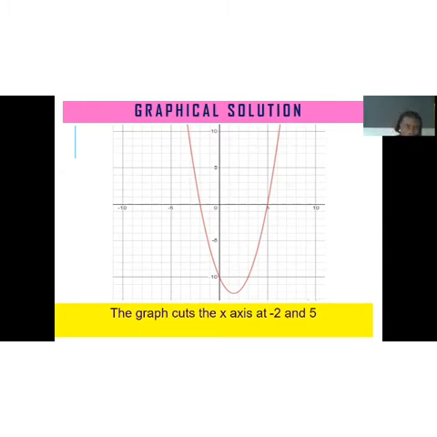So our solution for this equation is x equals minus 2 and 5. So minus 2, 5. That's the graphical solution. The graphical solution simply depends on your ability to plot a graph correctly. Okay, so if you're having any issues with plotting of graphs, you can do another separate class on how to plot the graph.